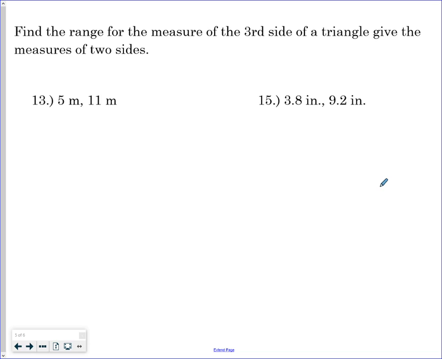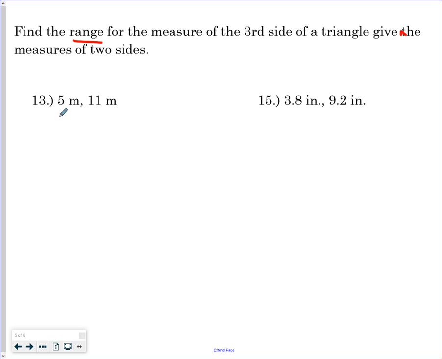Okay. Find the range for the measure of the third side of a triangle given the measures of the two sides. For this, I'm just going to tell you how to do it, and then I'll go back and explain it. All you have to do is add these two together, and that's the highest number we can have, and subtract those two, and that's the lowest number we can have. That's how we have a range. We say in between the two numbers that we end up getting. So even though it's easy math, I would show yourself the work because you're going to forget how we got that later.